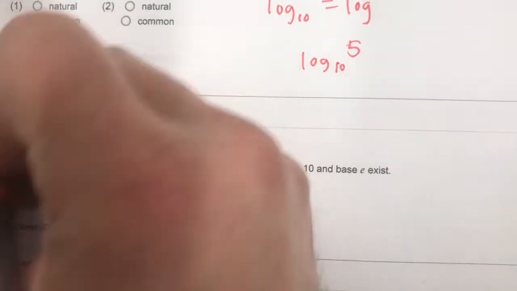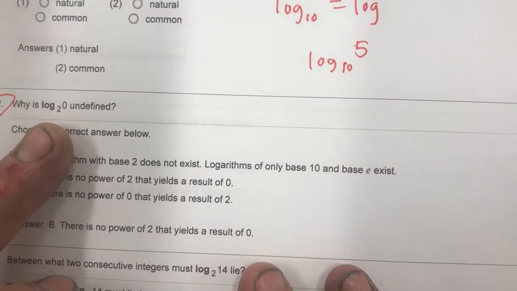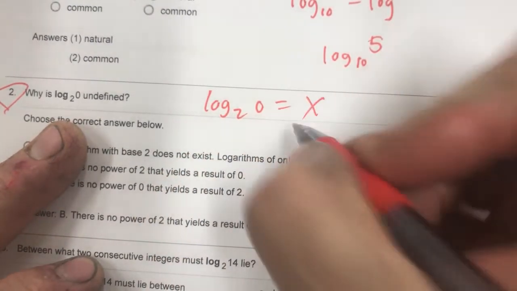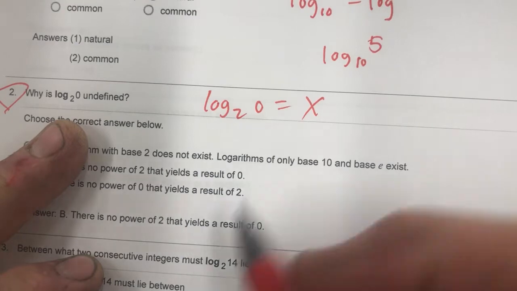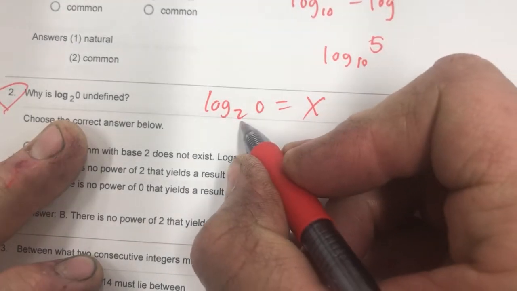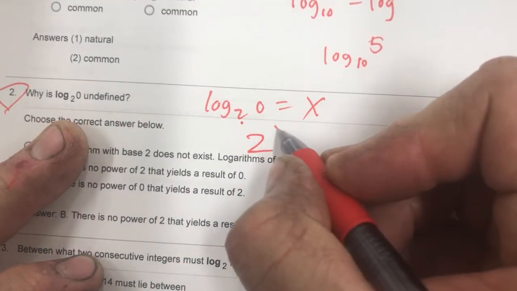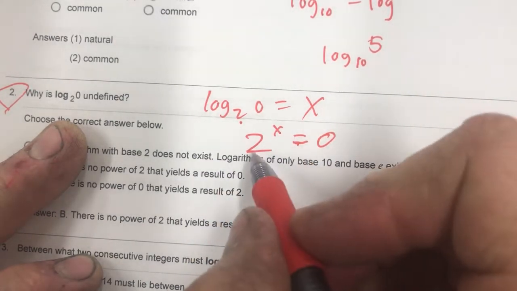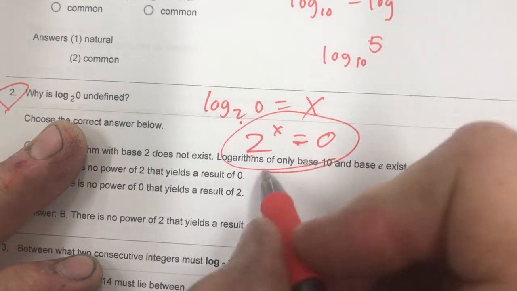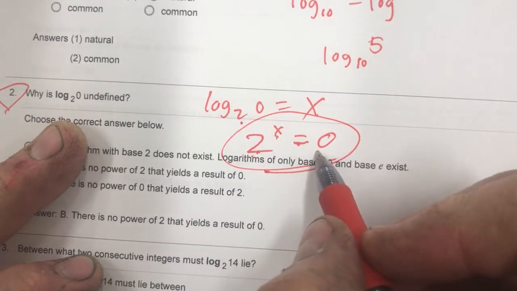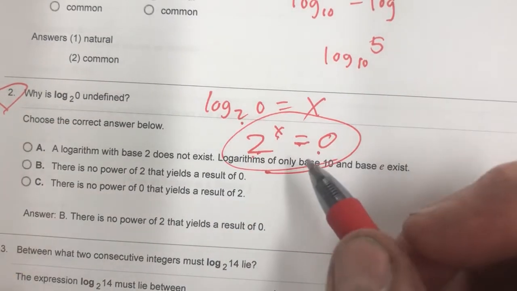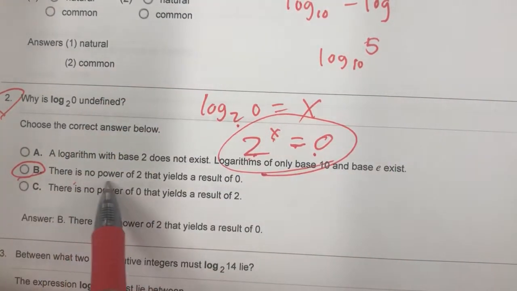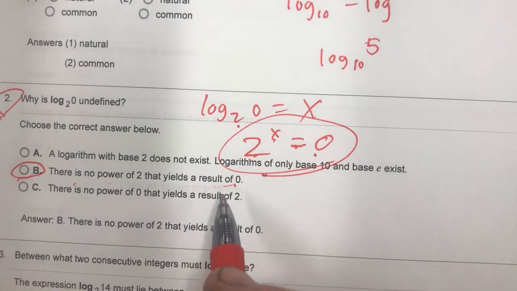Right here, number 2, why is log base 2 of 0 undefined? Well, log base 2 of 0, what does it equal? Let's change it to an exponent. There's my base, and I switch these two. So 2 to the x power equals 0. Well, 2 to what power equals 0? It's not possible. So the answer here is B. There's no power of 2 that yields a result of 0.